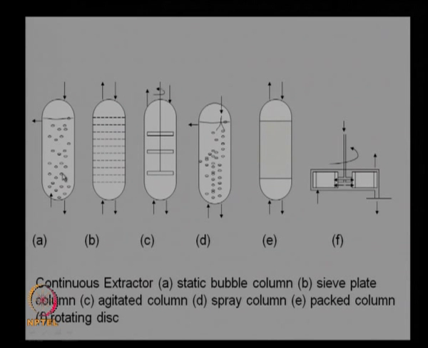So there is a mass transfer at the interface between the bubble and the bulk of the liquid, where the solute moves from one phase to another phase. The mass transfer in such situations is a bit low. The next design is called the sieve plate column.